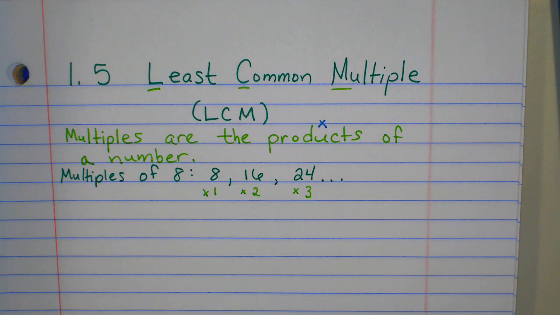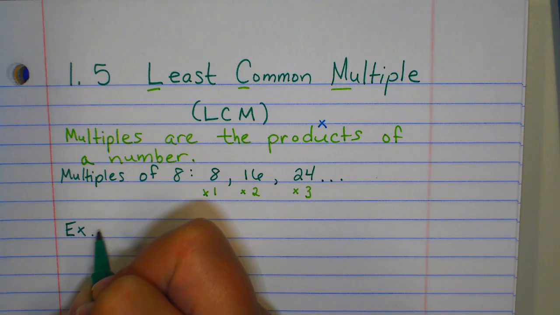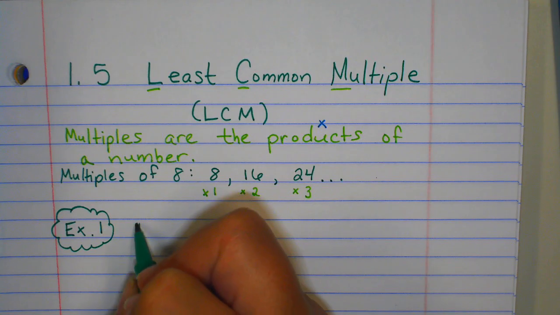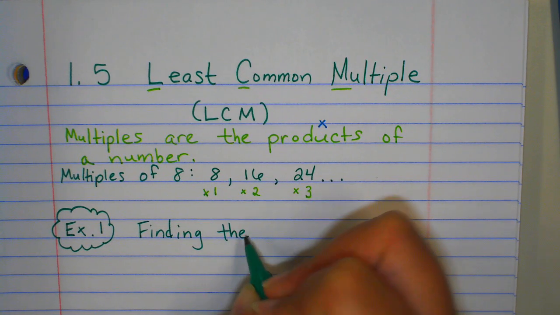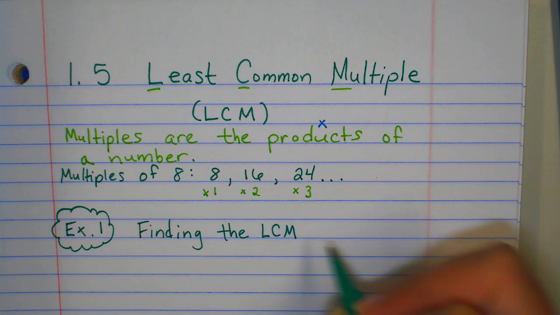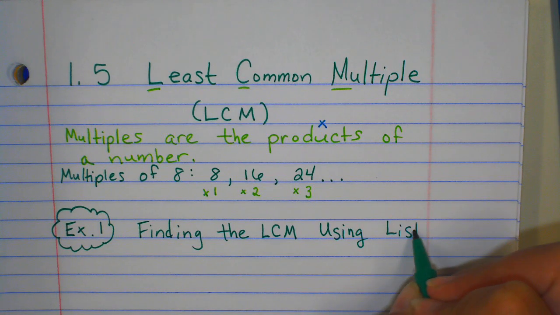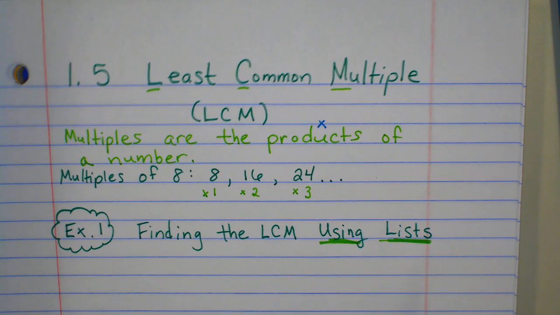For example 1, we're going to start looking at finding the LCM using lists. And again, like greatest common factor, there are multiple separate ways of finding LCM. You'll want to keep them separate and know what the different strategies are, and learn to use the strategy that works best for you, or best in that situation. This first time we're focusing on finding the LCM using lists.